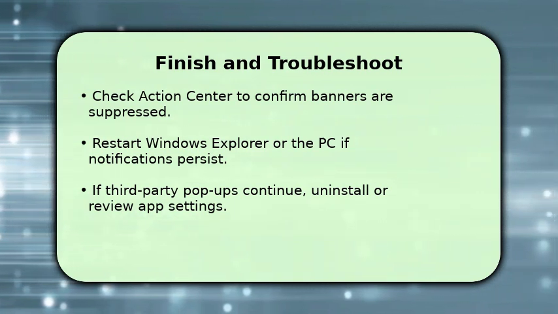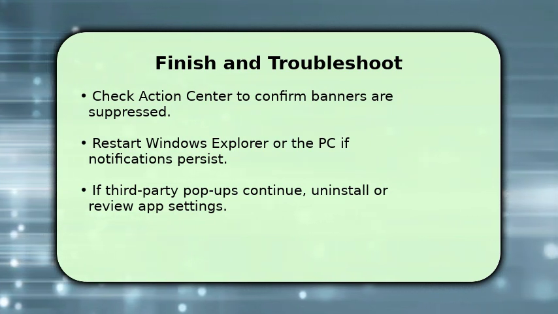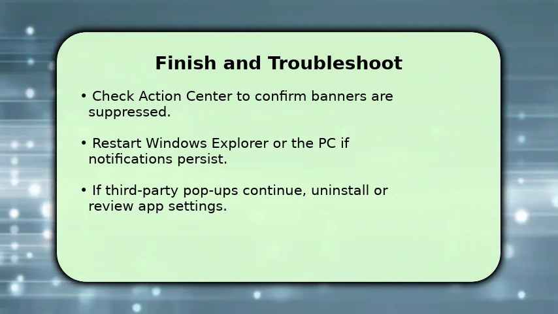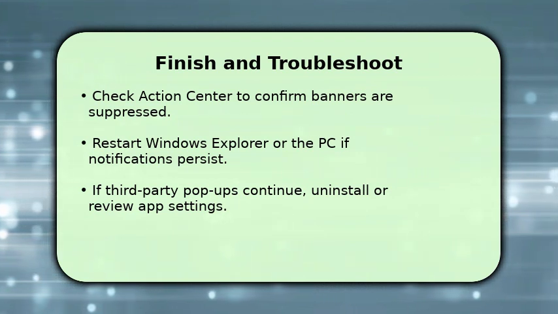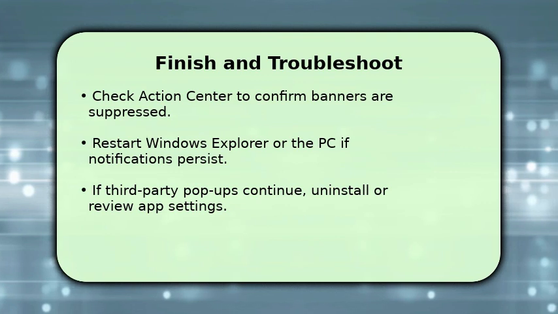For persistent pop-ups from third-party apps, open those apps' internal settings or uninstall them. Some use their own notification systems outside Windows settings. If problems remain, run a malware scan. Undesirable pop-ups can sometimes be adware disguised as alerts, so make sure.